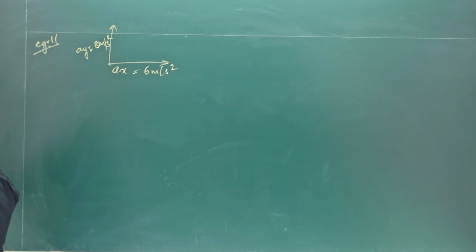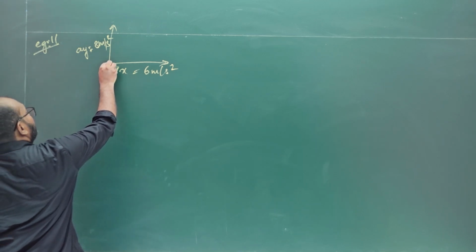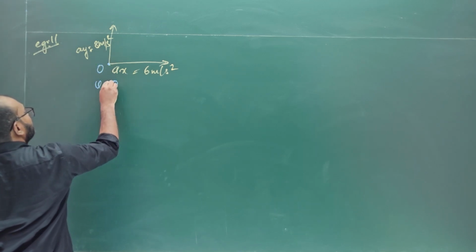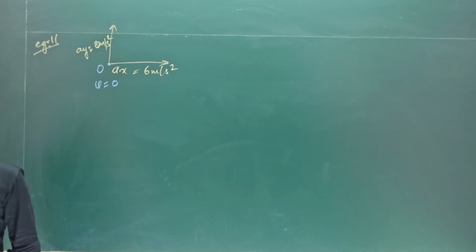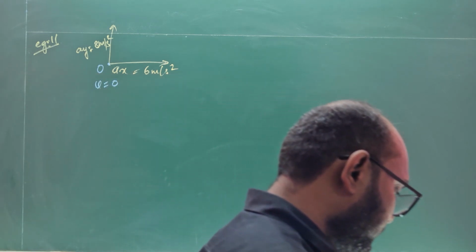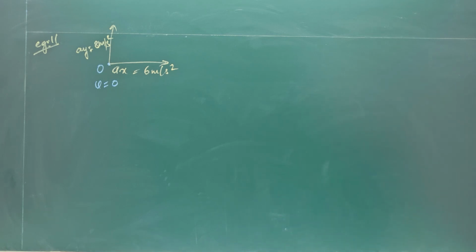if the body is starting from rest, from origin, find the distance traveled from origin at t equal to 4 seconds.